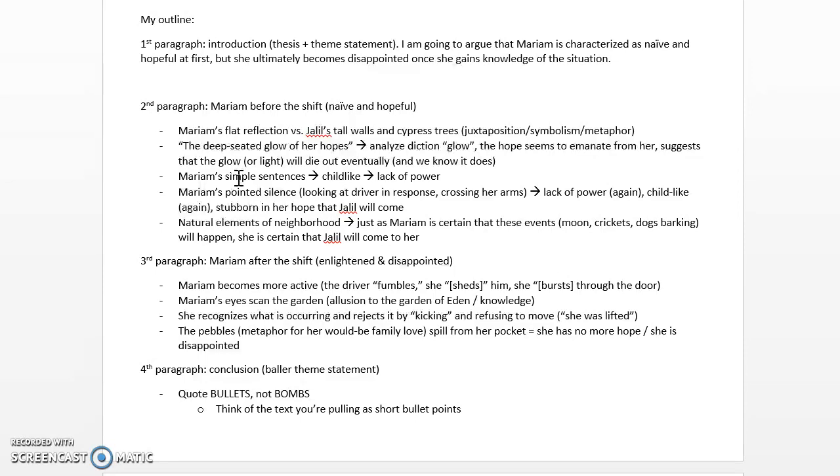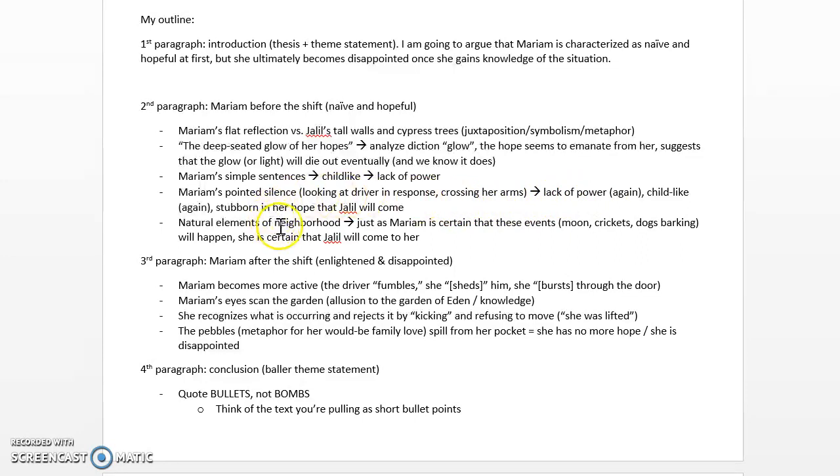Also, further to that, I'm going to look at her silences, and this may be something that is sort of new for you, to evaluate what is not there. But she doesn't say anything at certain points when she's spoken to. So the driver speaks to her and she looks at him in response, or she crosses her arms. This to me indicates, again, a lack of power, and she's childlike. You're talking to me, but I'm not going to talk to you. And she is stubborn in her hope that Jaleel will come.